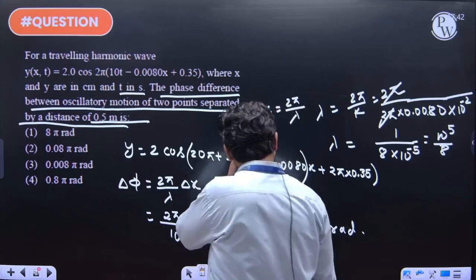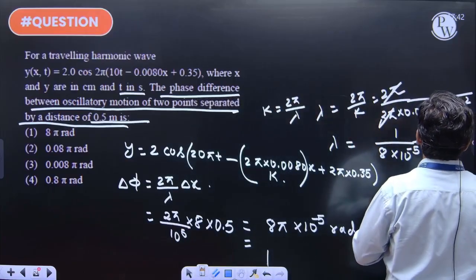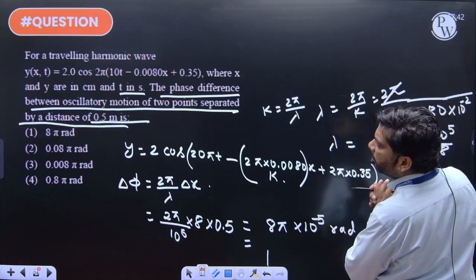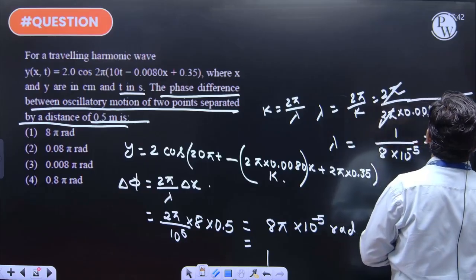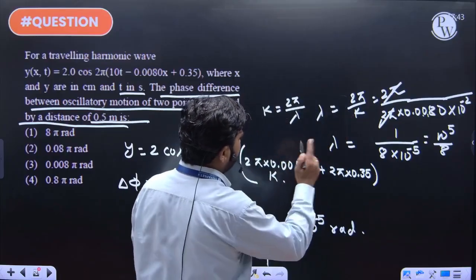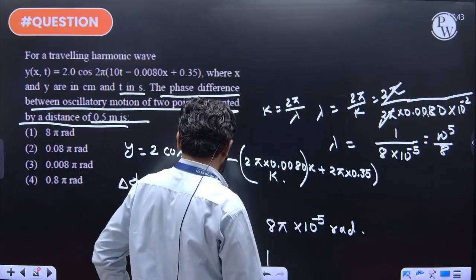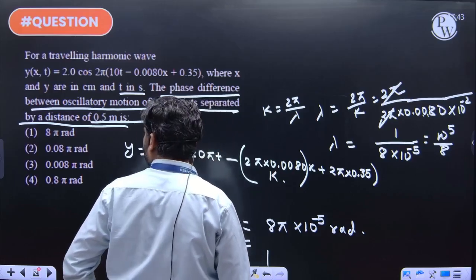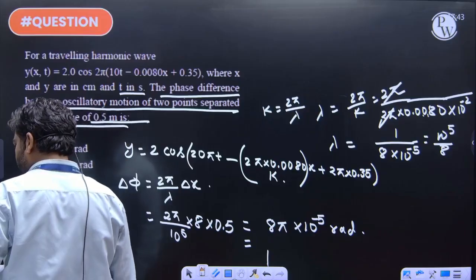0.008, 1, 2, 3. So 10 to the power minus 2. 0.008. So 10 to the power minus 5, that's correct. So 10 to the power 5 will go. Fine. 0.5 into 2 is 1. So 8π into 10 to the power minus 5 radian. So we are not getting any options here.